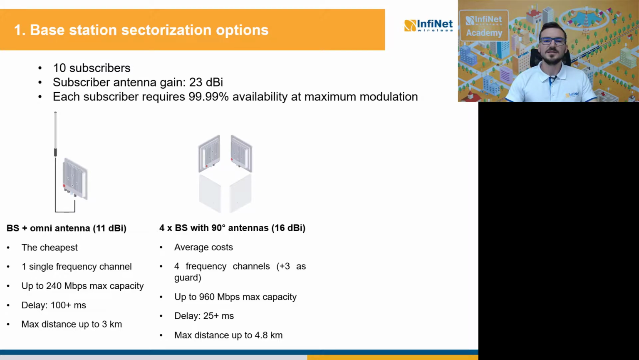So the total capacity in this case is almost 1 gigabit per second. The delay will be about 25 milliseconds for each subscriber and the radius of good coverage will be almost 5 kilometers. However, 4 different frequency channels will be required plus an additional 3 as guard. And of course, 4 radio devices are needed here, not just one as in the first case, so the costs of this solution will be higher.